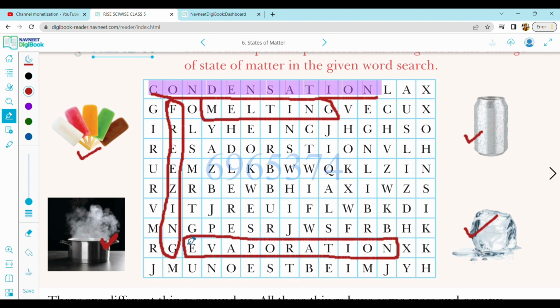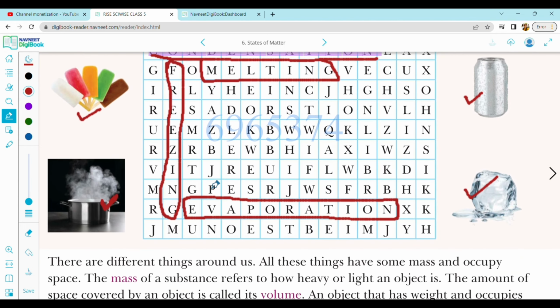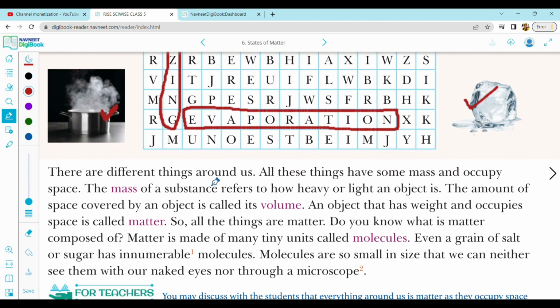See, bache, these four processes, condensation, melting, freezing, and evaporation, we are going to study further in this chapter. But first, the name of the chapter is States of Matter. So, matter means an object. In our day-to-day life, we see many things, many materials around us. All those materials have some mass and occupy space.